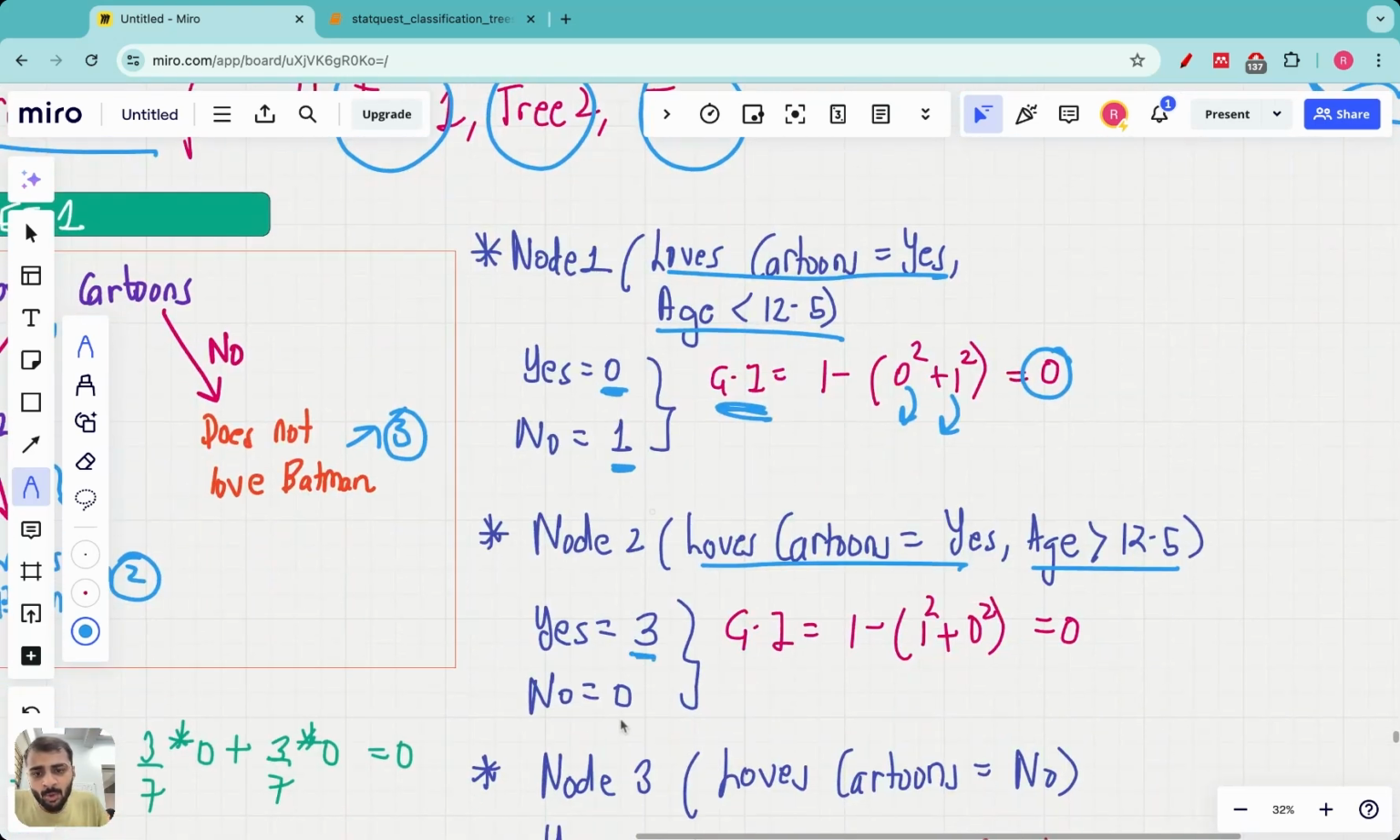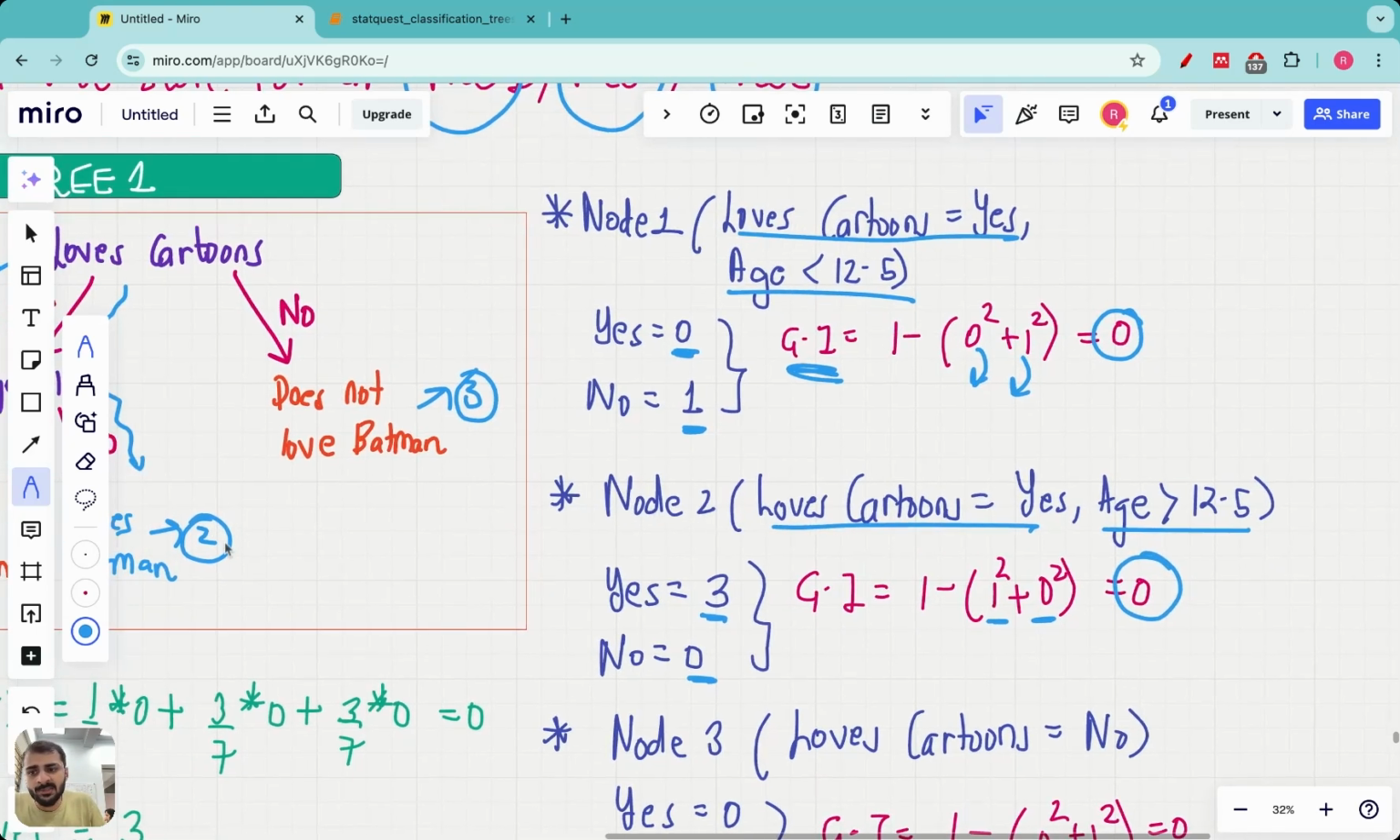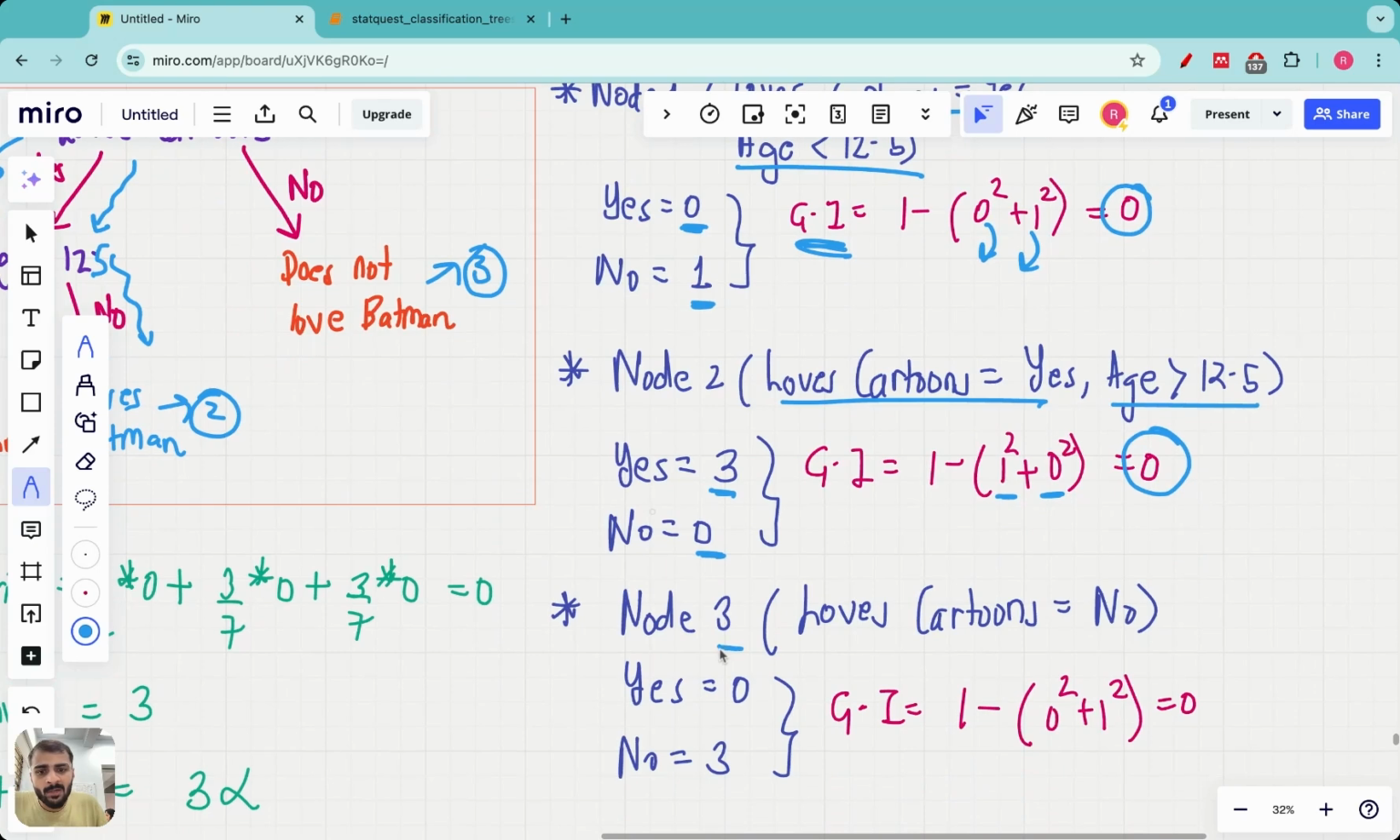3 yeses and 0 nos. So the Gini impurity is 1 minus (probability of yes squared plus probability of no squared), which is 1 minus 1, which is equal to 0. So the Gini impurity for node number 2 is 0. Now let's look at node number 3.